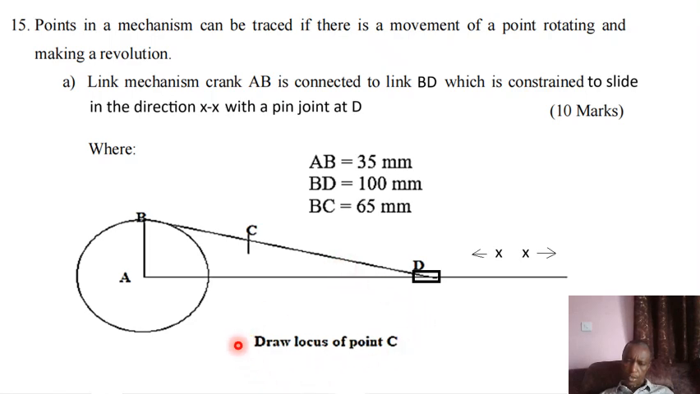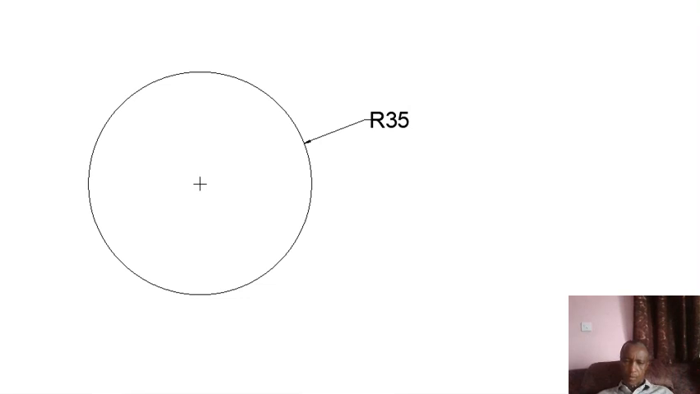So what's the question? Draw the locus of point C. Even though we have the locus of point B, this locus of point B is only going to help us to trace the position of B, C, and D at any particular time. So what we need here is to see the movement of C. So let us go and see what we can do.